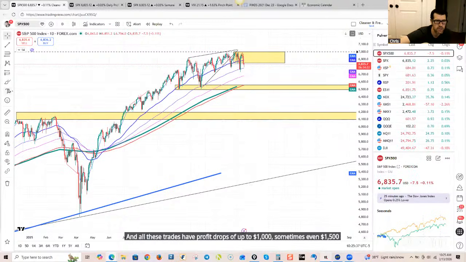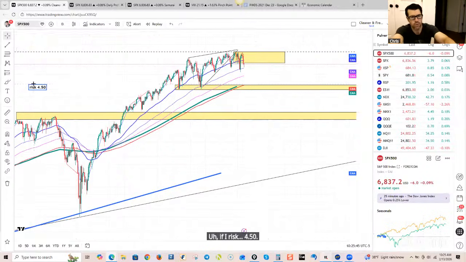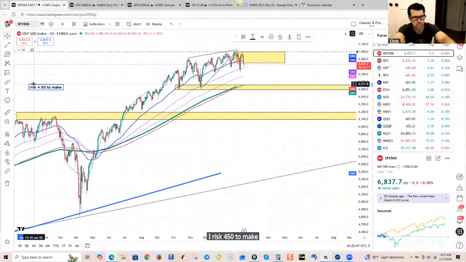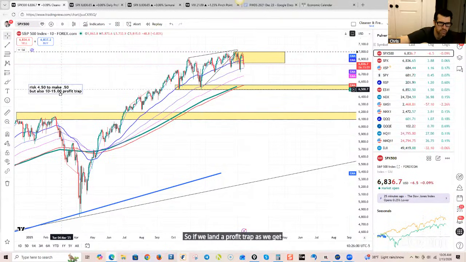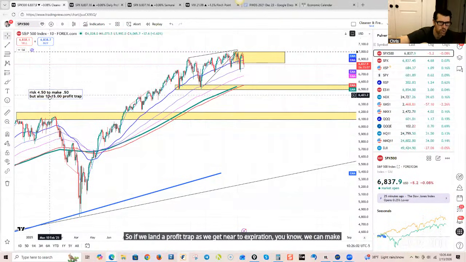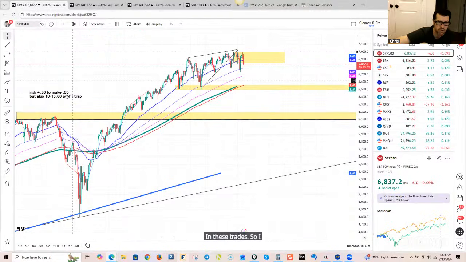So I would be risking 450 to make 50, but also have a $10 to $15 profit trap. So if we land a profit trap as we get near to expiration, we can make 2 to 3 times our risk in these trades. So I really, really love the strategy.